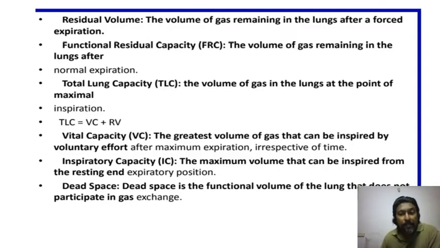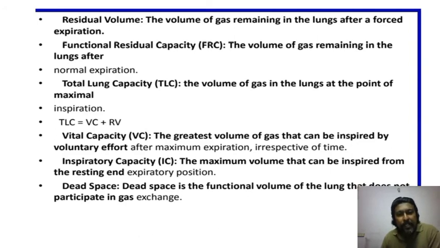So RV, in the previous slide I mentioned something called RV. It's nothing but the residual volume. Residual volume is nothing but the volume of the gas remaining in the lungs after a forced expiration. Look, forced expiration is something like this. Normally we don't expire like that. So once after the forced expiration, in case some amount of the gas is still left over in the lungs, then we call it residual volume. That means the amount of the gas that is still left over after the forced expiration.